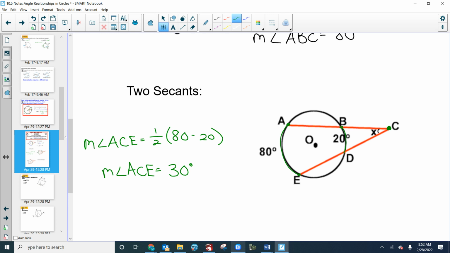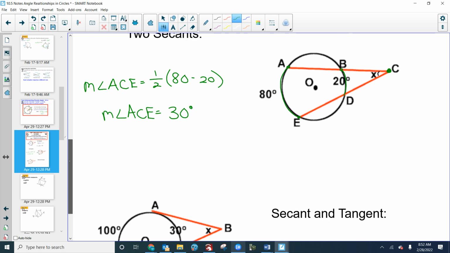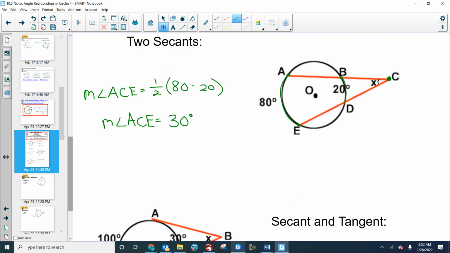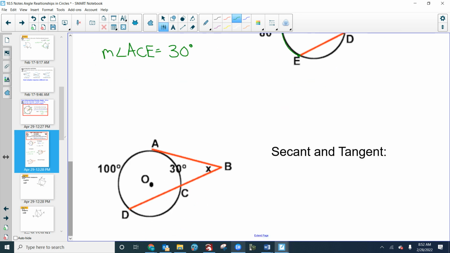All right. And the last situation is, let me back up. Did you all recognize AC and CE were both secants to the circle? And the last scenario is if you have a secant and a tangent. AB would be called a tangent. DB would be called a secant. Same rule, because B is outside the circle.